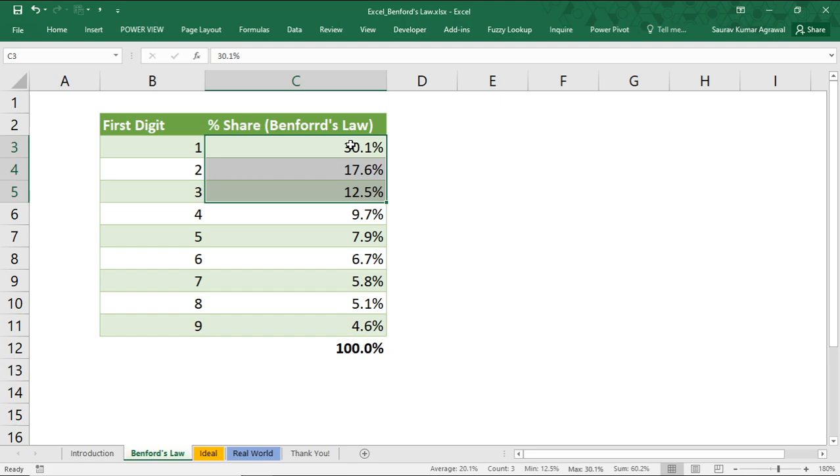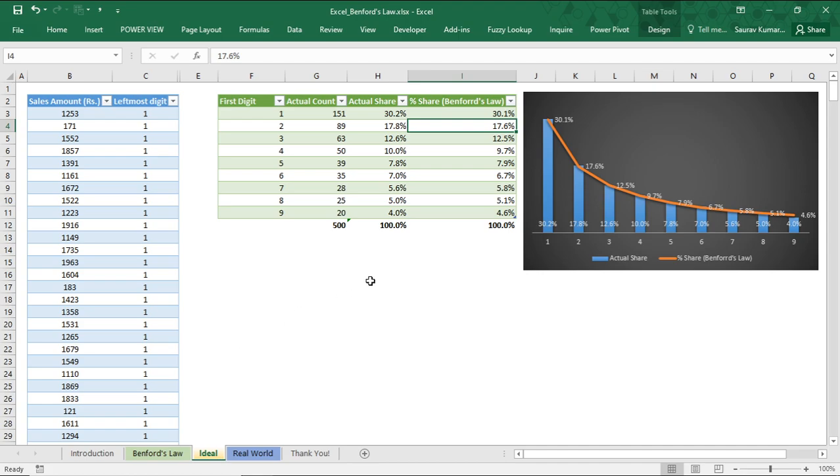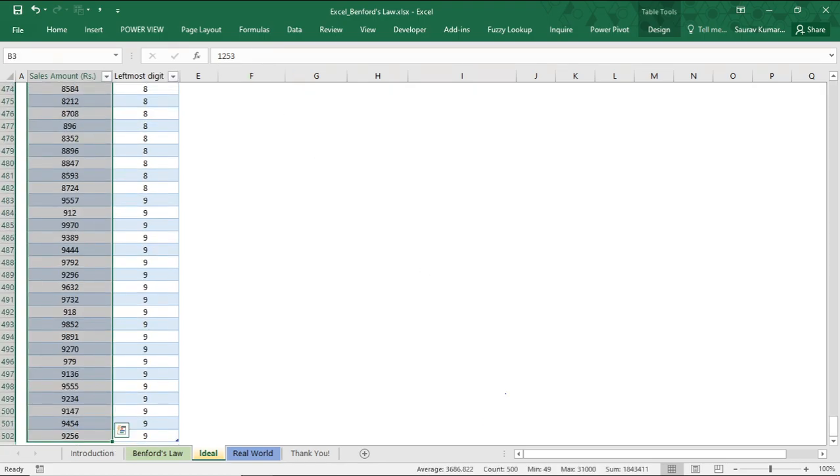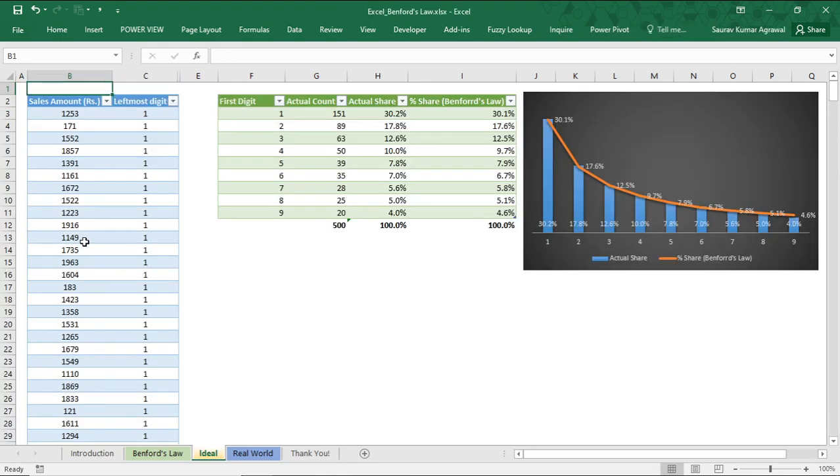Right? Now, let me give an ideal world scenario of how data should behave, and then I will show you a real world example. In the ideal world, I have taken the simple example of 500 unique sale transactions of a company, and I have extracted the leftmost, that is the first digit of each of the sales amounts. After that, I've simply plotted this table.